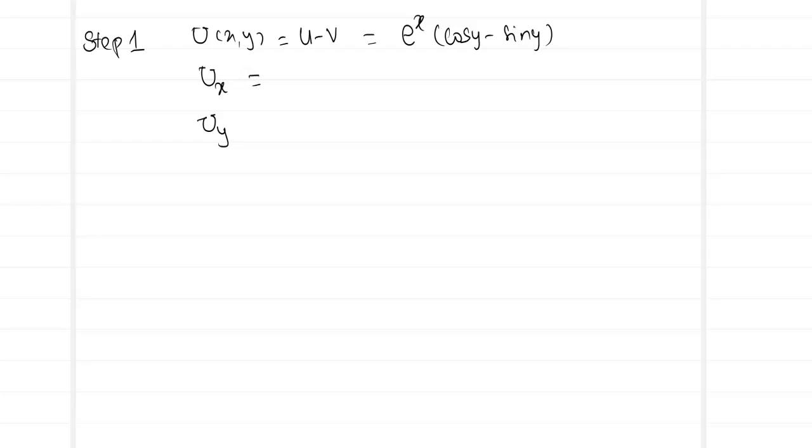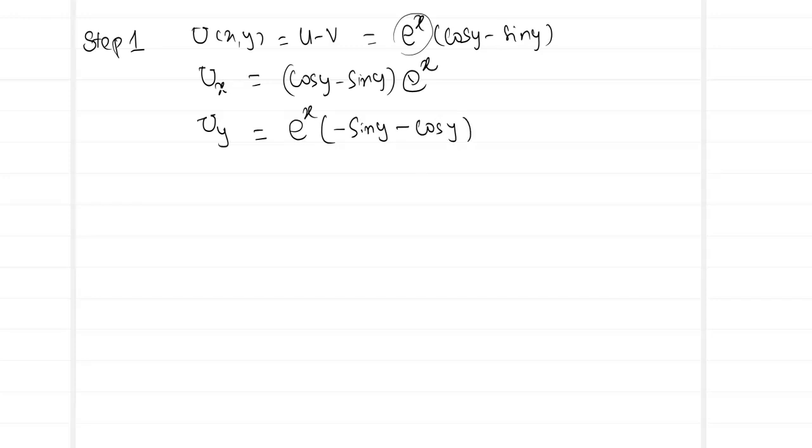With respect to x, cos y minus sin y remains constant, and e power x on differentiation gives you e power x. With respect to y, e power x remains constant, and cos y minus sin y on differentiation gives you minus sin y minus cos y. So my step 1, finding the derivatives ux and uy, is over.